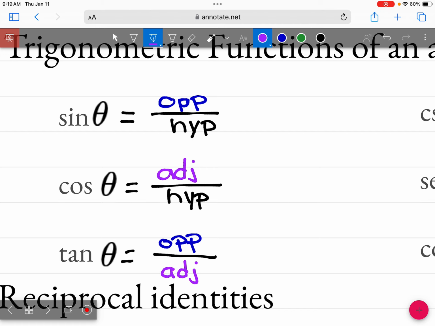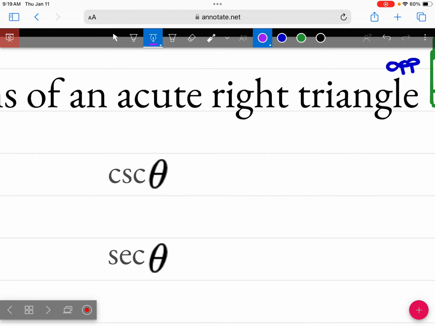How about for cosecant? This one. Because that one doesn't come with a handy rhyme. Do you remember that one? Cosecant is related to sine, but it's flipped. It's the reciprocal of sine. So cosecant is actually hypotenuse over opposite.